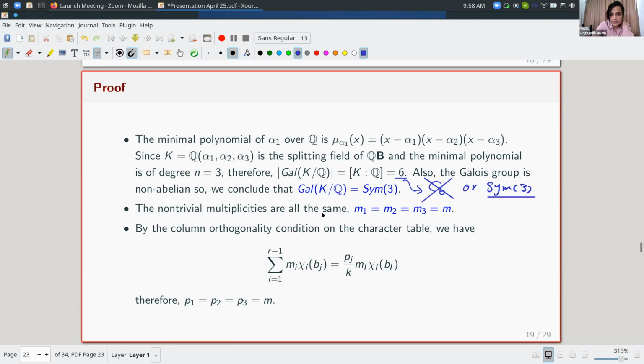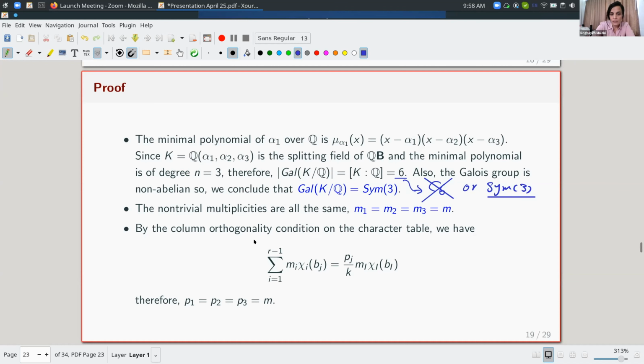And also we say that the non-trivial multiplicities in this character table are all equal to M. The reason is that the Galois group acts faithfully on the rows of the character table. If they are not equal, the Galois group will permute them. But this contradicts the fact that the Galois group fixes the rationals, since we supposed in the beginning that the multiplicities are integers. So they must be fixed by the Galois group. That's why we concluded that they must be all the same.